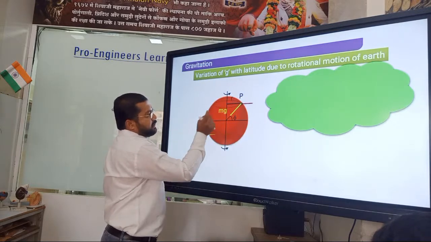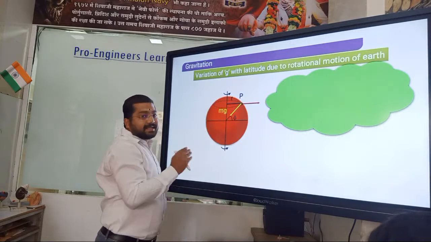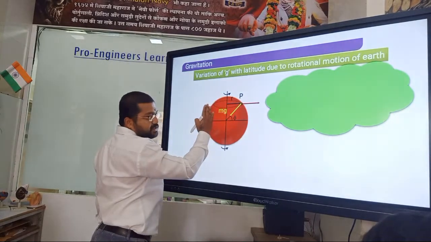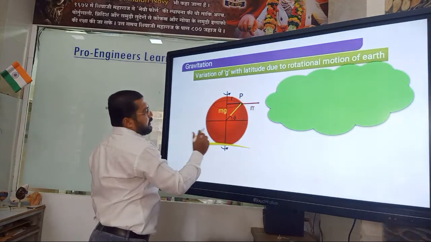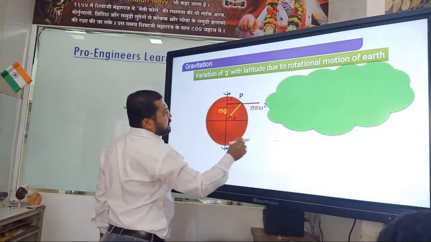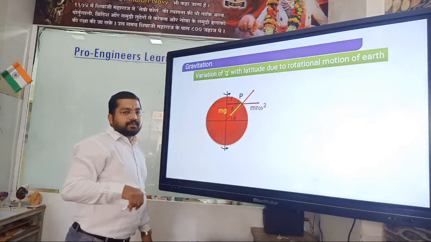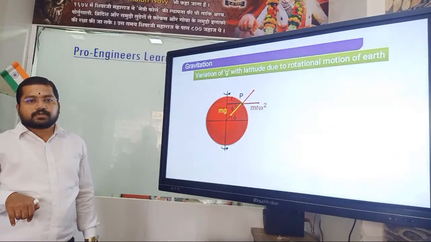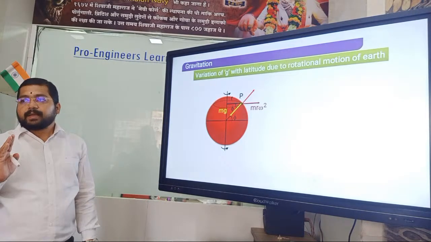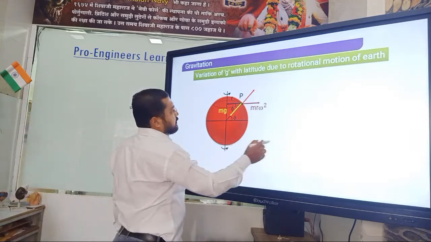So here, at a distance of r from the axis of rotation, there is one angle which is termed as phi, and the force acting is mg. On the tangent, another force is mr omega square. Why omega square? Because of angular displacement.